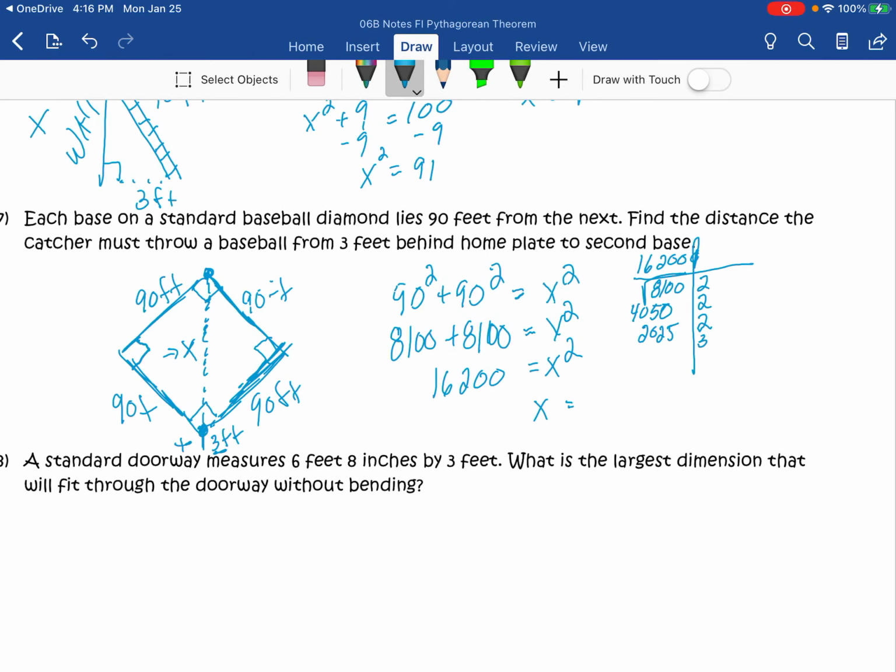Divide it by 3, it's 675. Take that, divide it by 3, it's 225. Divided by 3 is 75. Divided by 3 is 25. Divided by 5 is 5. Divided by 5 is 1.